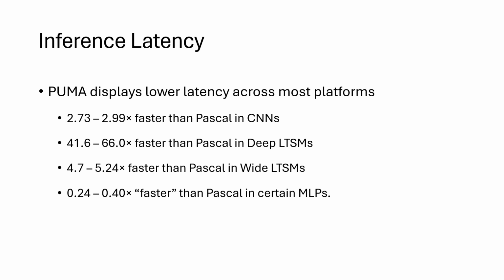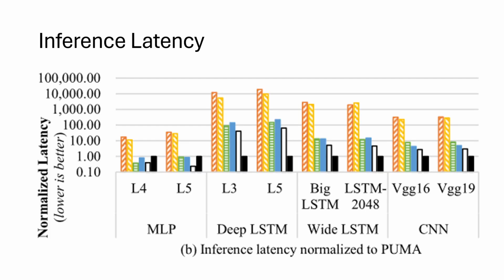It's 41.6 to 66 times faster than Pascal in deep long short-term memories. It's 4.7 to 5.24 times faster than Pascal in wide long short-term memories, and unfortunately, it is 0.24 to 0.40 times as fast as Pascal in certain multilayer perceptrons, as mentioned earlier, because multilayer perceptrons don't have interlayer parallelism. So Puma's latency improvements come from the lower matrix vector multiplication compute latency, no data access wait latency because it's already in the crossbar, and the spatial architecture pipeline exploiting interlayer parallelism.